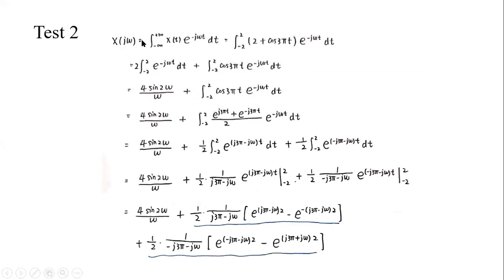X of j omega, use the standard formula: integral from minus infinity to plus infinity of x of t times exponential minus j omega t. We substitute the expression of x of t into the integral, and then we split the signal into two parts. The first part is this platform shaped signal, and this one is cosine 3 pi t, copied here.